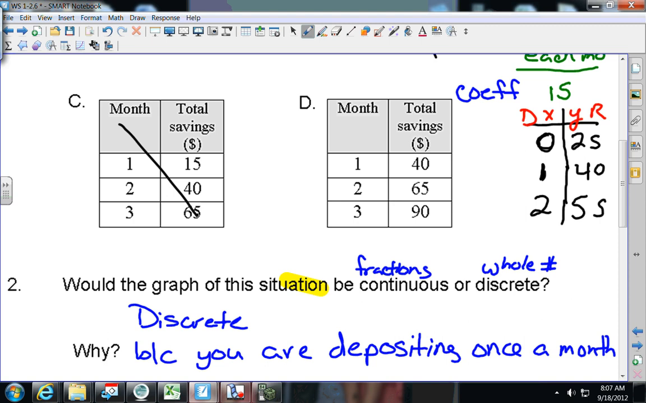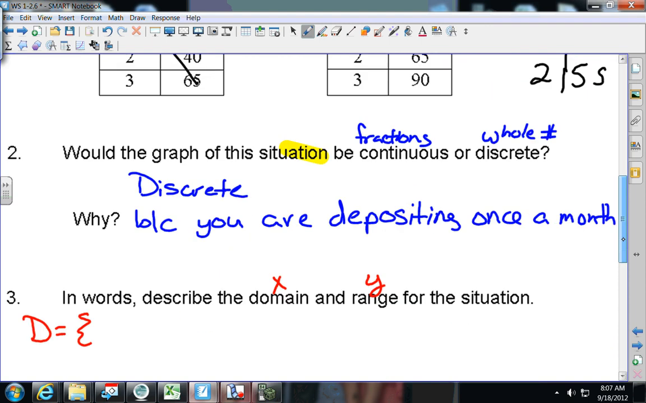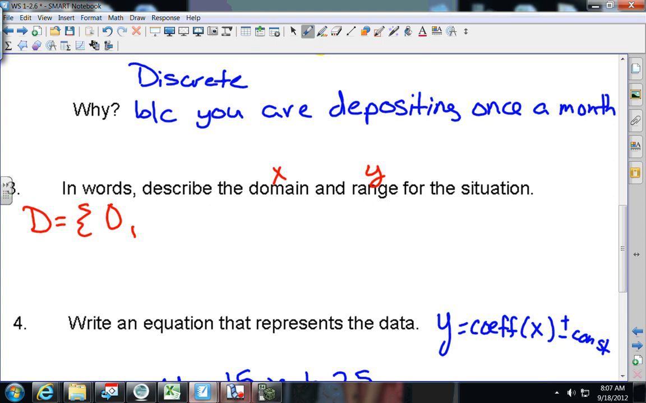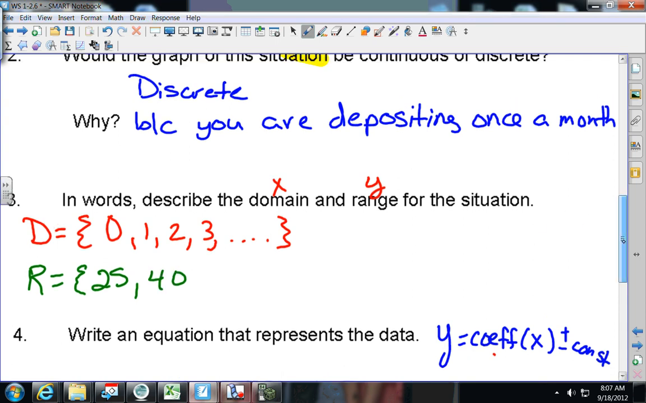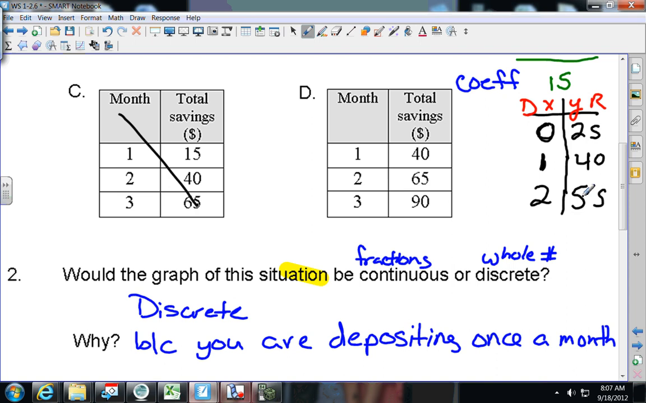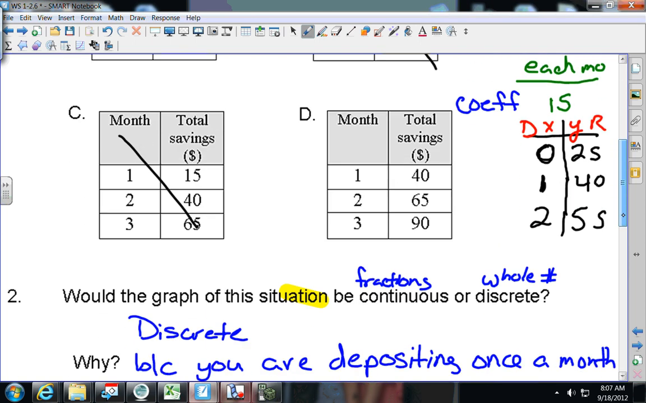Because when you first open up the account, you have to put money in it. So you start at 0, and we go up by 1 month, and we can just do it like that. The range, how much did we first deposit? 25. And after 1 month, we had 40. Those of you who don't remember, you should have it on your paper right here. 2 months, 55. What was 3? 70.